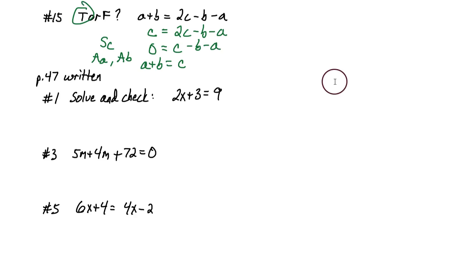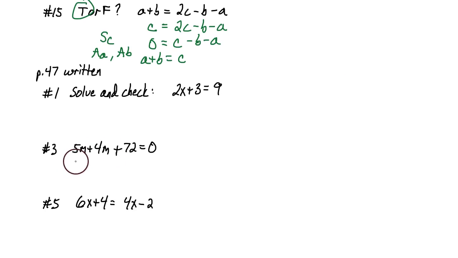Next, we have page 47, some written exercises. We're asked to solve the equations and then check our answer using substitution. We solve equations using transformations, like adding to both sides or subtracting to both sides. On this first one, let's subtract 3 from both sides of the equation. That will leave the 2x on the left side because the 3 is subtracted away. And on the right side, we get 6. Now we can see that the answer is x equals 3 because 2 times 3 is equal to 6.